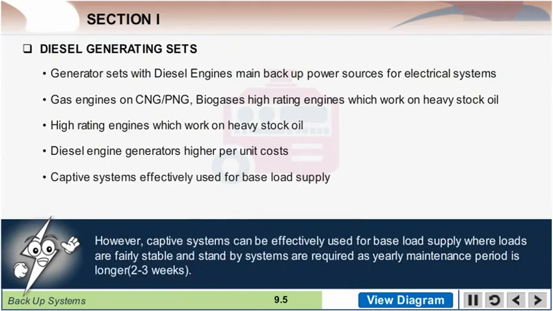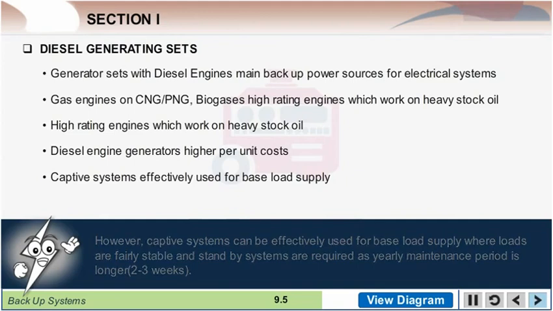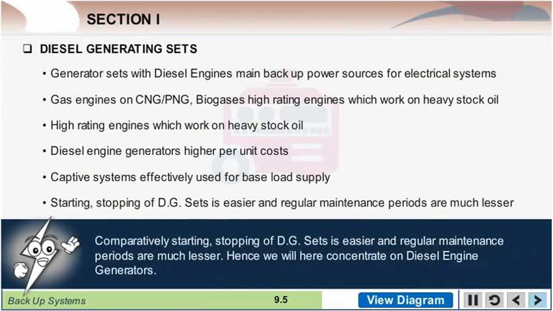However, captive systems can be effectively used for base load supply where loads are fairly stable and standby systems are required as yearly maintenance period is longer. Comparatively, starting-stopping of DG sets is easier and regular maintenance periods are much lesser. Hence, we will concentrate here on diesel engine generators.